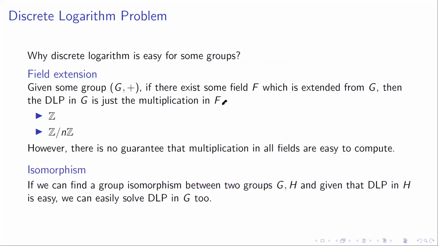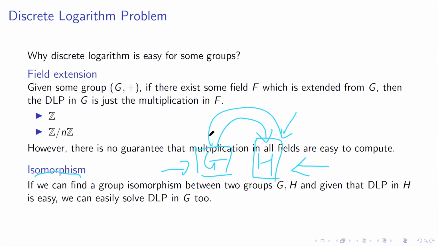Another thing on why discrete logarithms are easy is the isomorphism. Let's say I have a group G and H. The discrete logarithm problem is hard in G, but it's easy in H. But we know the isomorphism from G to H, then we can just convert the problem into H, solve the problem in H, and convert it back to G. Then we can solve the discrete logarithm problem. So isomorphism is also very useful in this case.